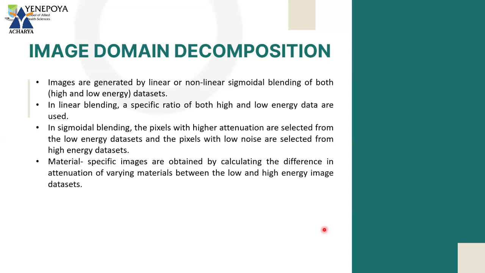Because of this, you get material specific images by calculating the difference in the attenuation of varying materials between low and high energy image data sets. If I have to explain again, first you have to register the data. You have to overlap both the data, using linear blending or sigmoid blending. In linear, you take a specific amount of high energy data and a specific amount of low energy data, combine them together and then do the processing.